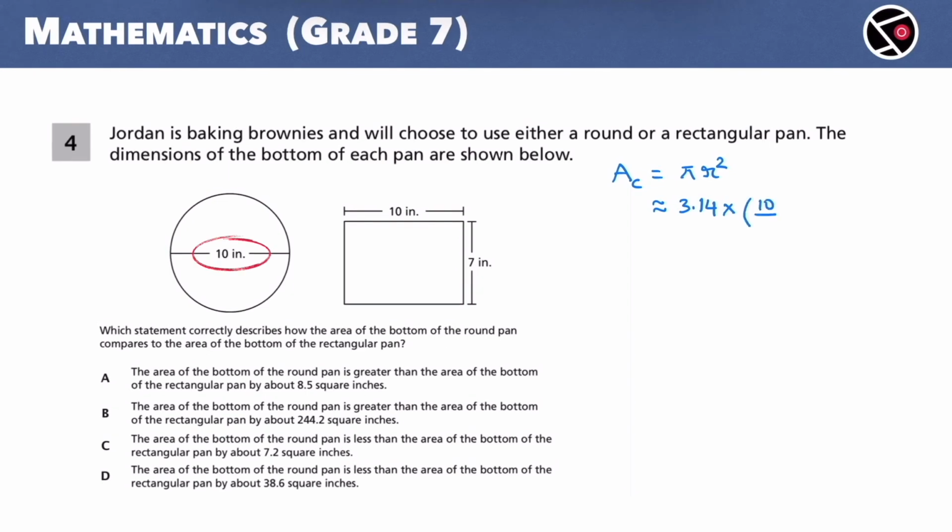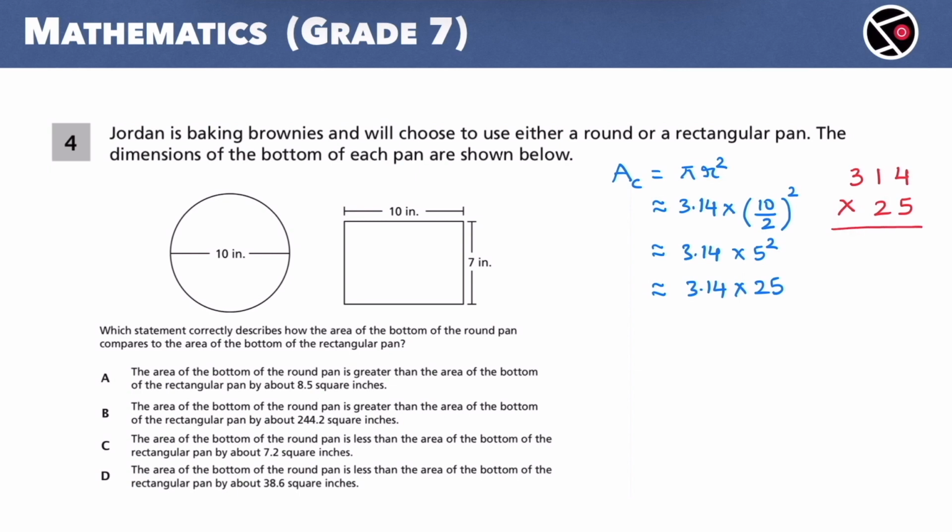So radius is 10 divided by 2. So this equals 3.14 times square of 5. So this is 3.14 times 25. Let's multiply 314 by 25. 25 fours are 100. 25 ones are 25 plus 10 gives me 35. 25 threes are 75 plus 3 is 78. So we have 7850. After the decimal, we have 2 digits. So we have 78.50 as our area, and this area is in inches square.